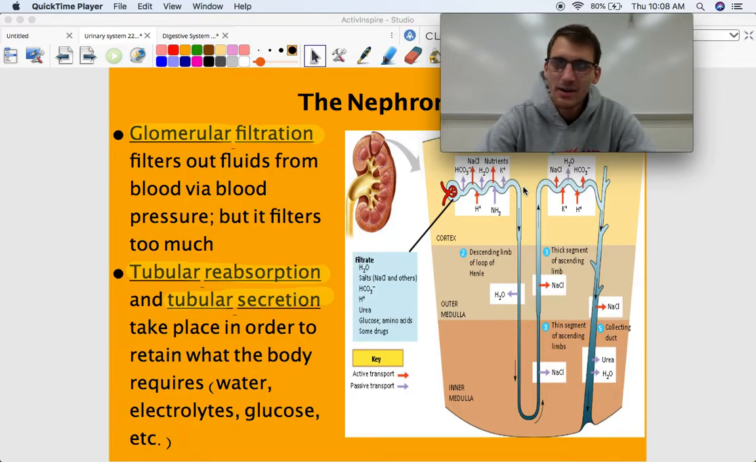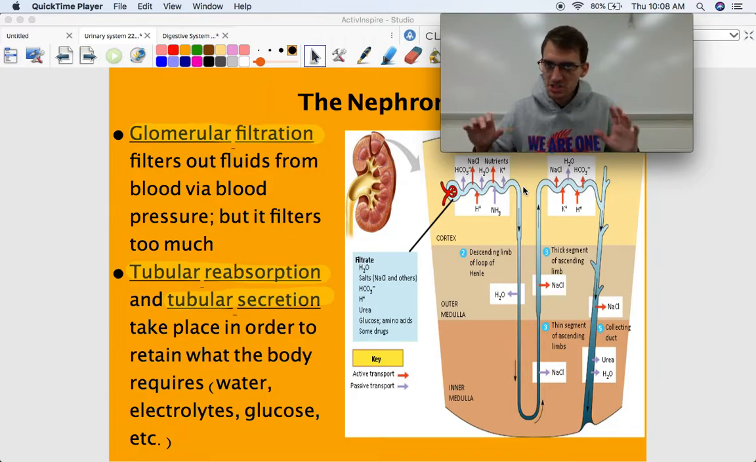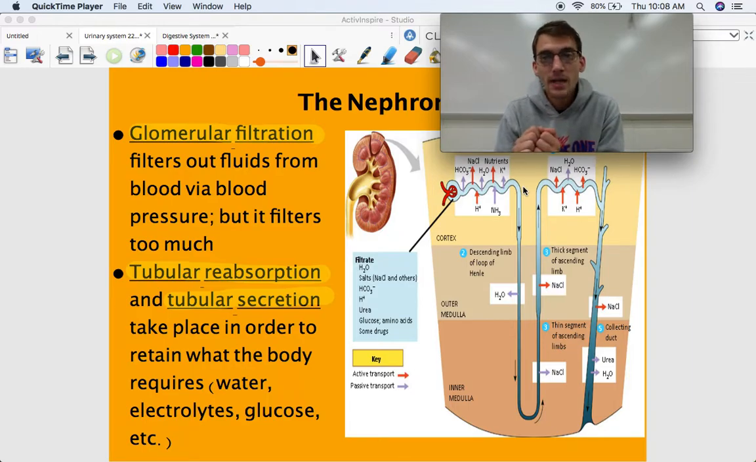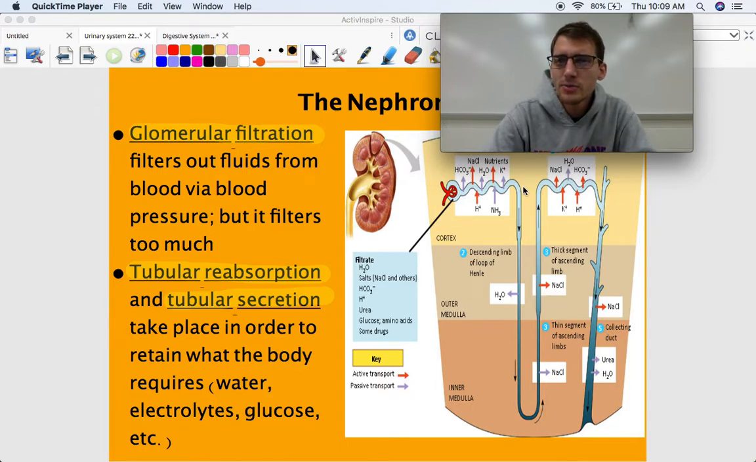I know it's kind of not a great picture when we're talking about blood, but still. But here's the thing about glomerular filtration. It filters out stuff that your body actually wants to keep, right? So blood pressure is just kind of forcing this stuff out into this ball of yarn of blood vessels, this afferent arteriole, but it kind of gets rid of more than what the body wants to.